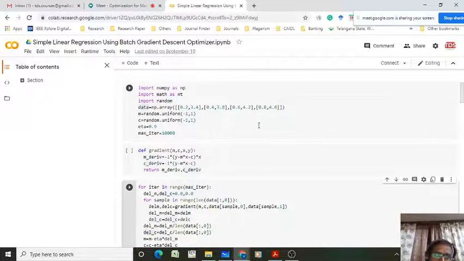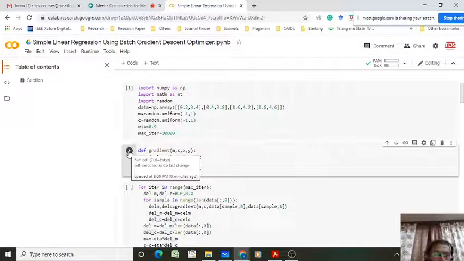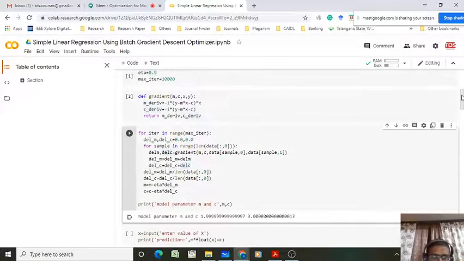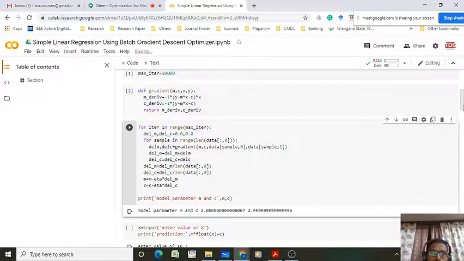Right? So now you can execute this cell, execute the gradient function and run the iterative algorithm. How much values are you getting here? M equal to 2 and C equal to 2.99999, that means it is 3. So M equal to 2 and C equal to 3, that is the final updated model parameters. Fine, this is for this example.